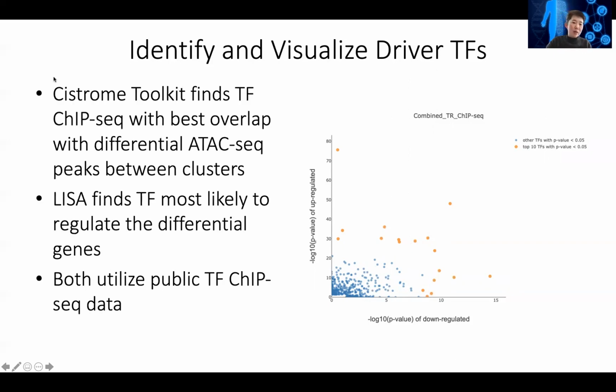And so you can see here, Cistrome Toolkit, if you have just the ATAC-seq data or the DNase data or histone mark ChIP-seq, Cistrome Toolkit can find the TF ChIP-seq that overlaps with your ATAC-seq. But if you don't have any of this at all, you only have differential genes, you can still run LISA and use the public ATAC-seq or histone mark data to help you make predictions. And they both kind of use the TF data in the public as well, which is informative.